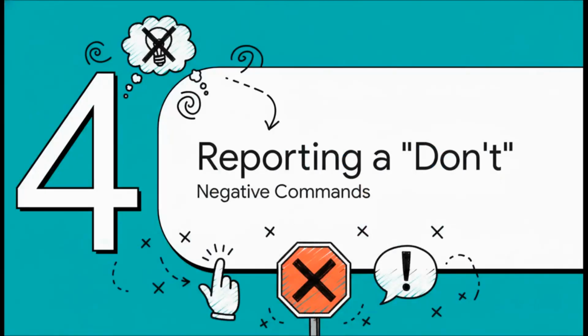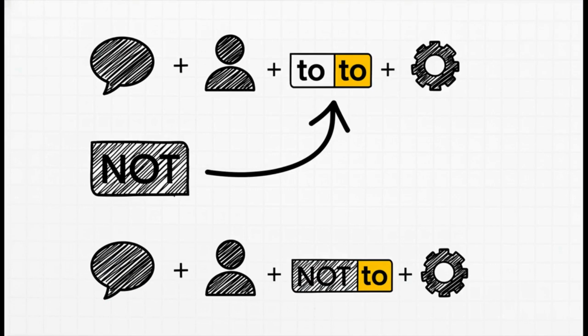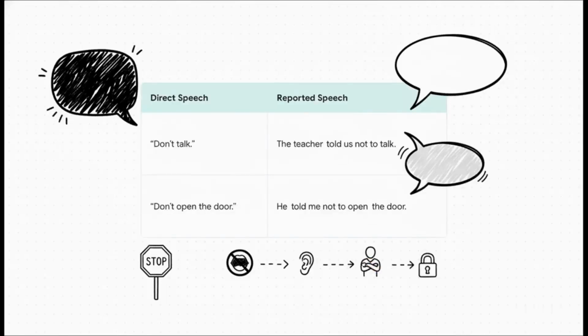All right, so that's how to report what people tell you to do. But what about when they tell you what not to do? Let's take a look at those negative commands. The great news is the formula is almost exactly the same. It's so simple. All you have to do is slide the word not in there right before to. That's it. The rest of the structure stays the same. So if the teacher says, don't talk, it becomes, the teacher told us not to talk. Or if someone says, don't open the door, you'd report it as, he told me not to open the door. See? It's the same simple pattern every single time.